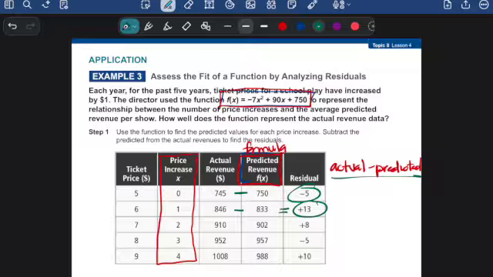Do they form a pattern at all? Remember, if it's linear, it's going to form no pattern in the residuals. And there doesn't seem to be a pattern. I have 2 below, and I have 3 kind of far above.